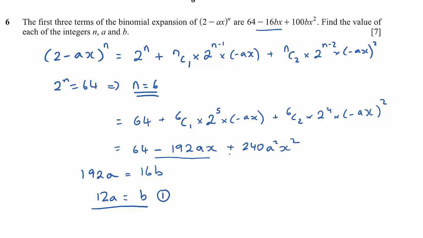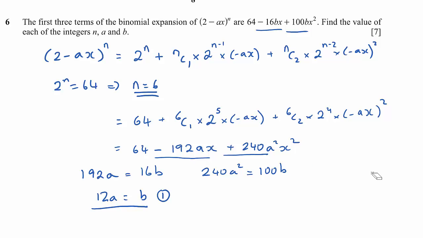And then I've got, from here, 240a squared equals 100b. So let's call that one 2, although it will cancel down a fair bit. Let's actually cancel it down a fair bit before we do that.